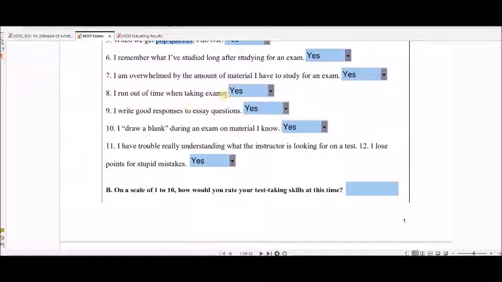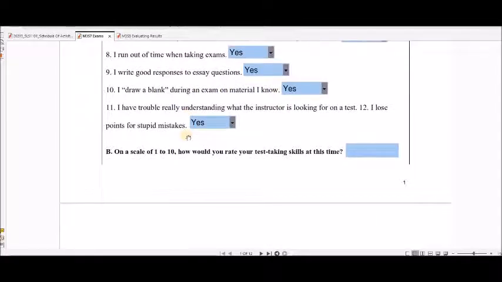Do you run out of time when taking exams? We have something to say about that in a few minutes. When you are writing essay questions, how good are your responses? Do you look at the grade on your essay questions to see how well written they are and what the instructor has to say? We're going to talk about that.